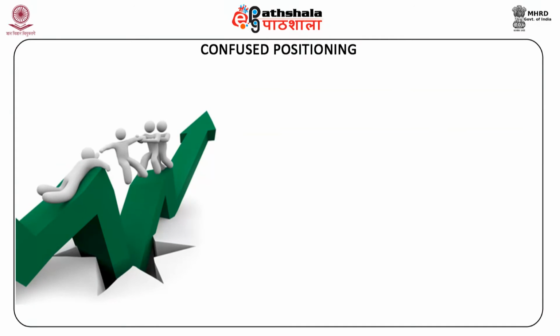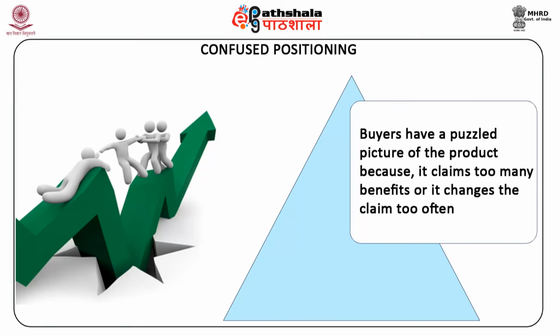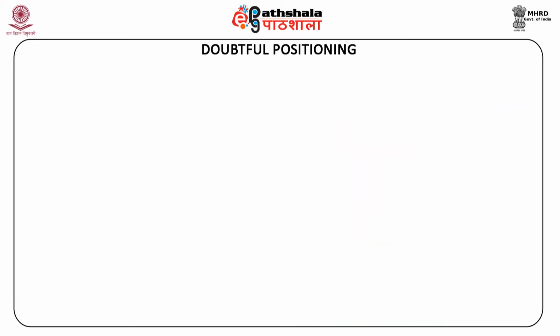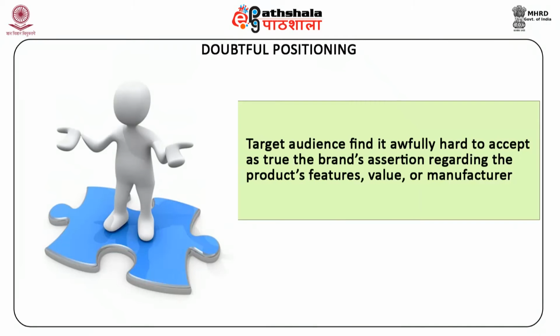Confused positioning. Buyers have a puzzled picture of the product because it claims too many benefits or it changes the claim too often. Doubtful positioning. Target audience find it awfully hard to accept as true the brand's assertion regarding the product's features, value, or manufacturer.